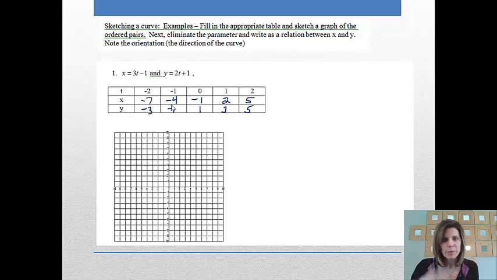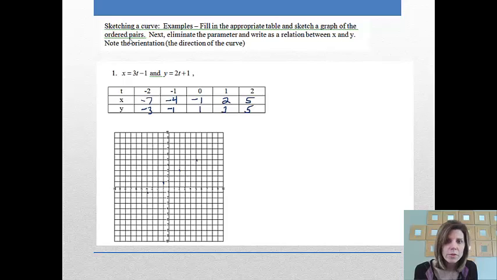Okay, so now what we're going to do is actually graph those. So we're going to start at -7, -3. So we'll go to the left 7, and then down 3. Then we'll go to the left 4 and down 1. And then we'll go to the left 1 and up 1. And then we'll go to the right 2 and up 3. Then we'll go to the right 5 and up 5.